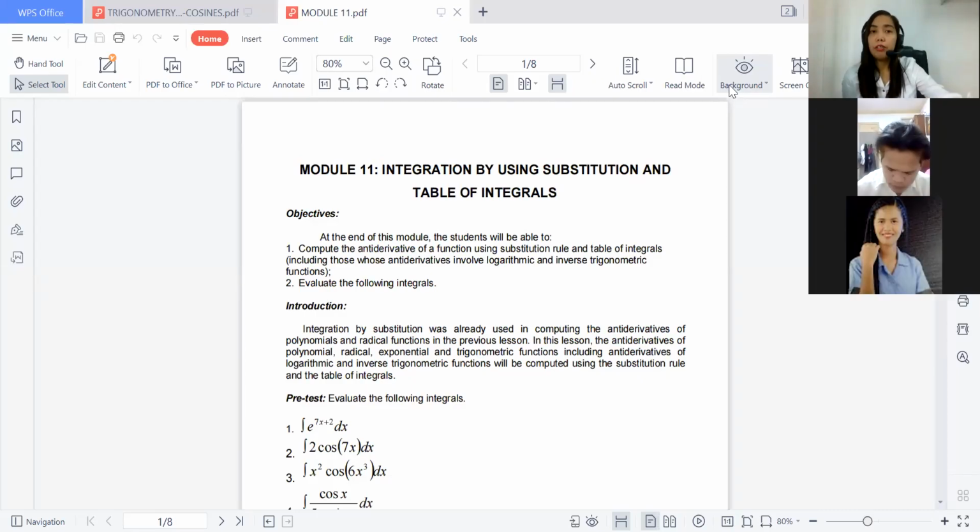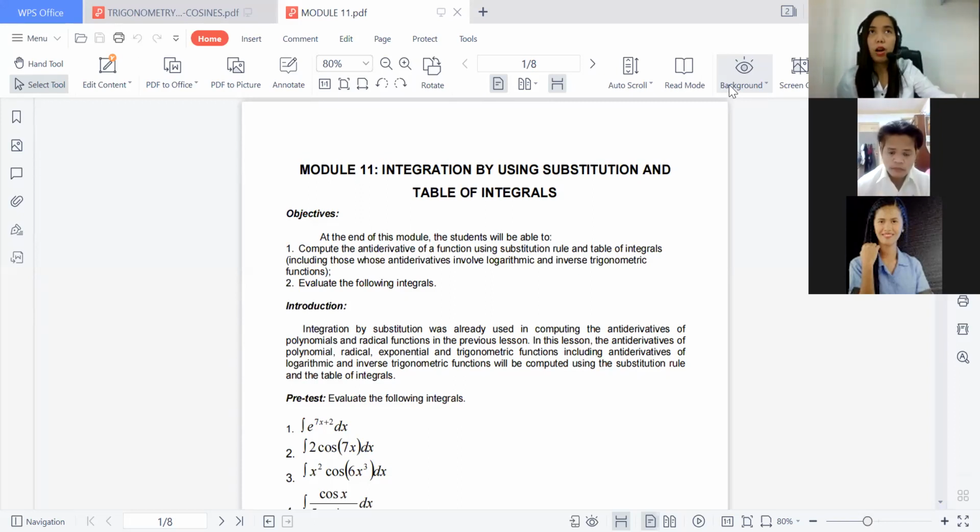All right, Module 11 is about integration by using substitution and table of integrals. This is the continuation of Module 10. We already introduced how to use substitution to find the integral of the given function. So this is just a continuation, or maybe we just add some formulas that we need for integration.